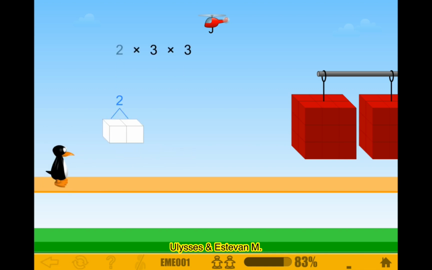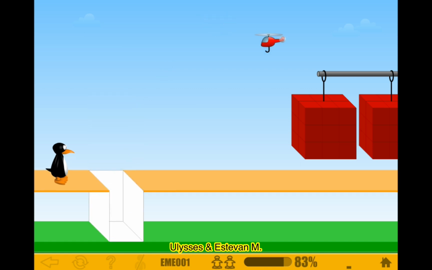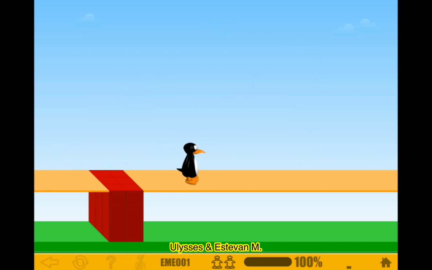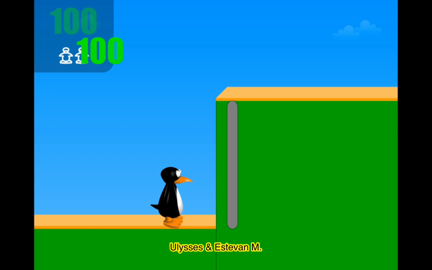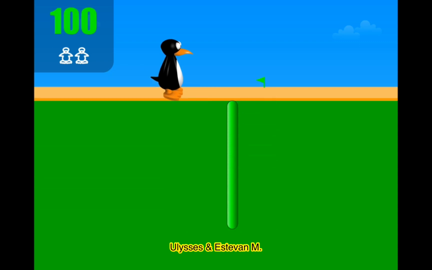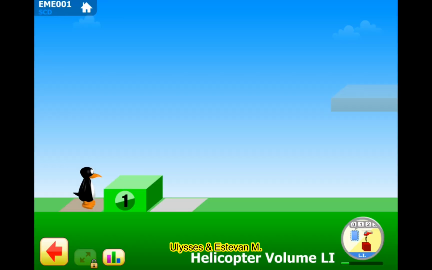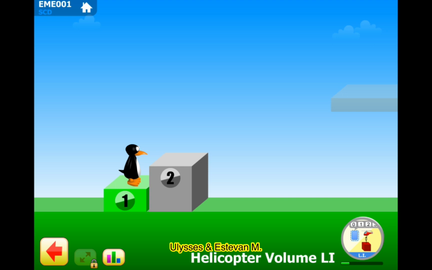The helicopter is really small. I don't think in real life a helicopter could carry a block that large. It'd probably be too heavy and it would just sink and then poof, gone. Okay, anyways, level two.